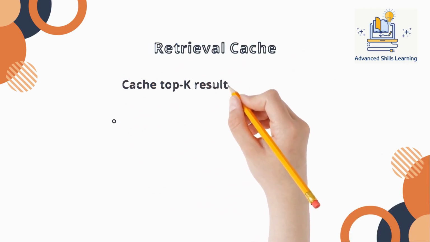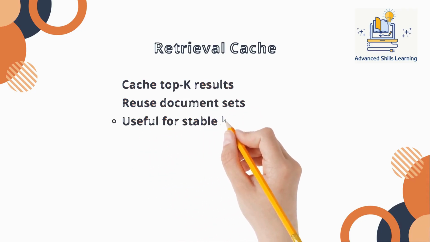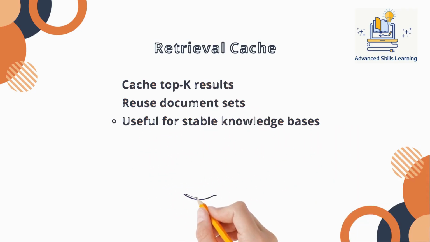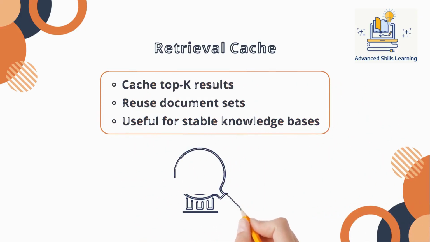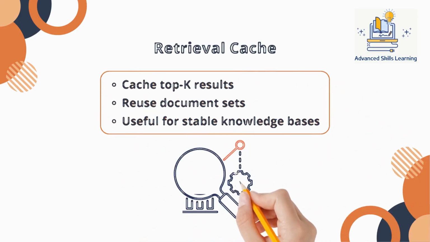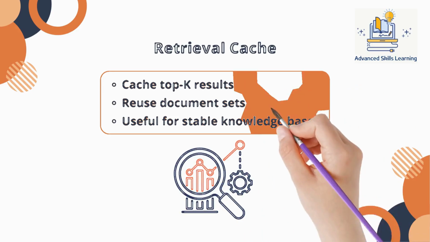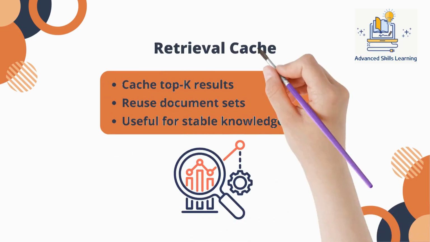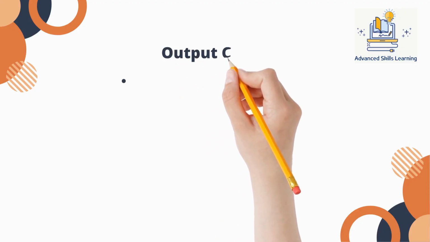Retrieval is another expensive step. Vector search, hybrid search, filtering, re-ranking. All of it adds latency. But for many queries, the retrieved documents do not change frequently. So instead of rerunning search every time, you cache the top K results. When the same or similar query appears, you skip retrieval entirely. This dramatically reduces latency in systems with stable knowledge bases.